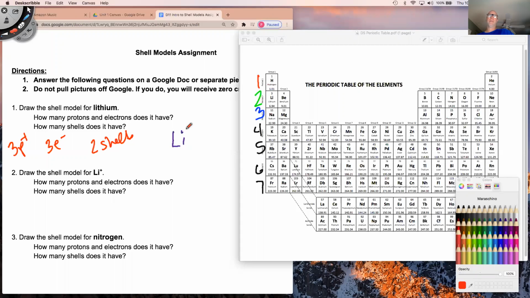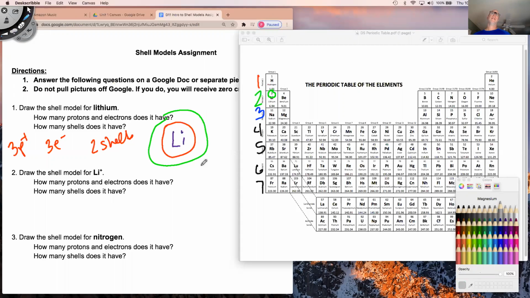So let's draw it through. Looks like we have 2 shells. 1. And then let's make the next one green because the second row is going to correlate to this. And now we have to say, how many electrons do we have? Well, lithium has 3 electrons. So we have to fill in those 3 electrons.